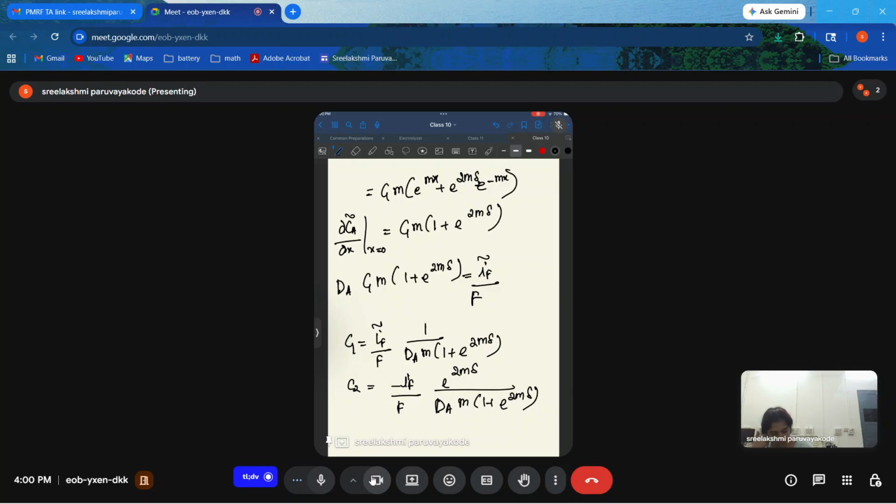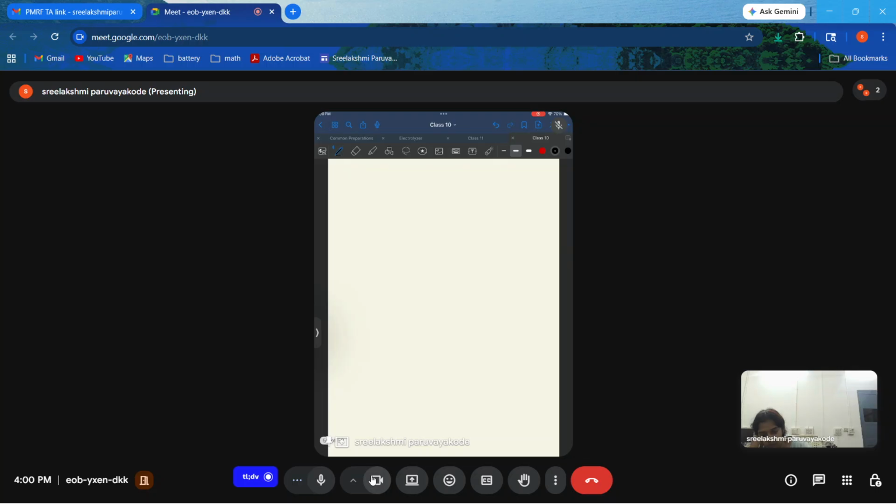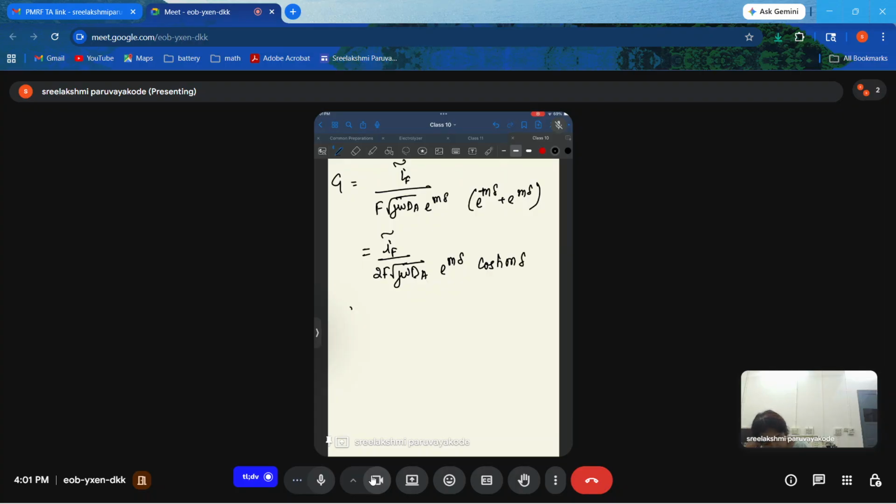Now I can further simplify this as C1 equal to IF by F into, this directly from the formula, and same way C2 equal to minus IF del by 2F root j omega dA super minus m del cosh m del. Substitute both in the CA expression.